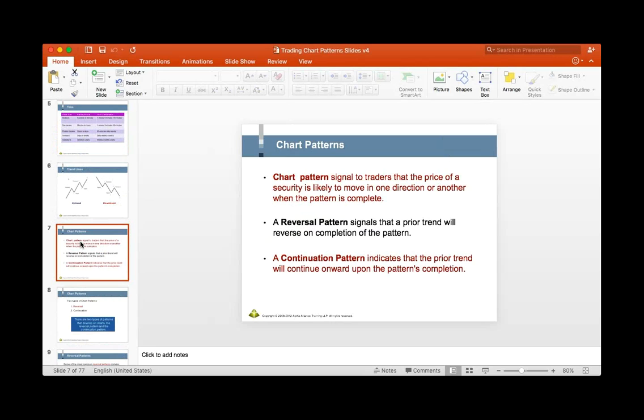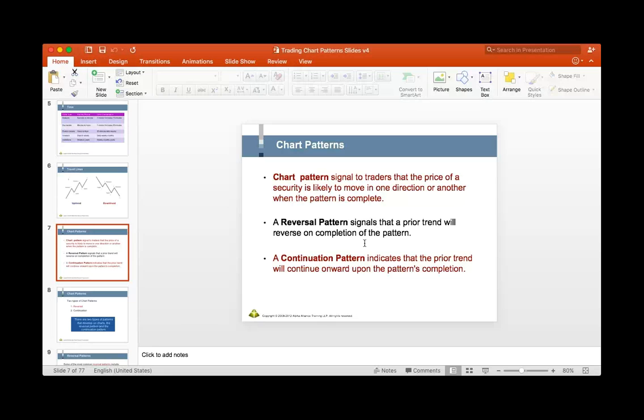Chart patterns: basically there are two major types of chart pattern. The first kind is what we call a reversal pattern. The other one is called a continuation pattern. A reversal pattern signals that a prior trend will reverse on the completion of the pattern. So for example, if the prior trend was down, after this pattern the next trend will be up. That's why I call it a reversal. Or if the previous trend was up, after this reversal pattern the next trend will be down. Simple. So this is a reversal.